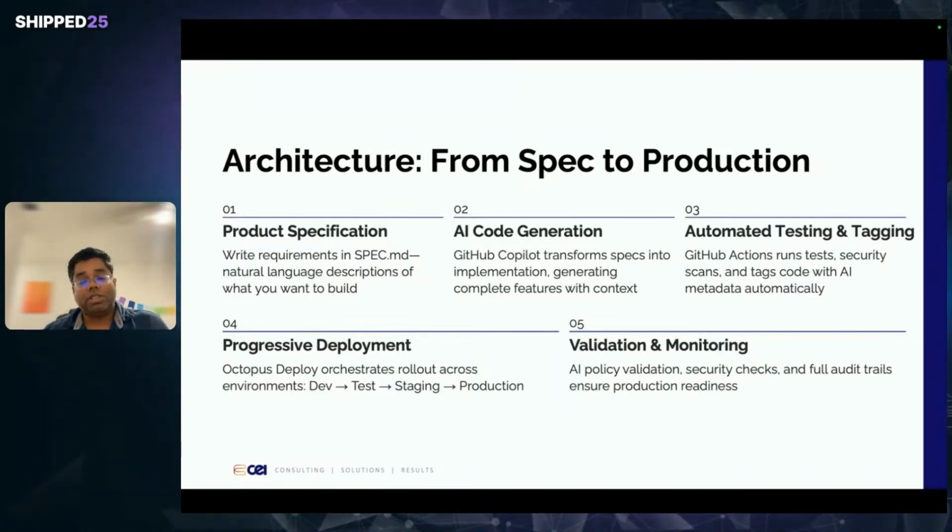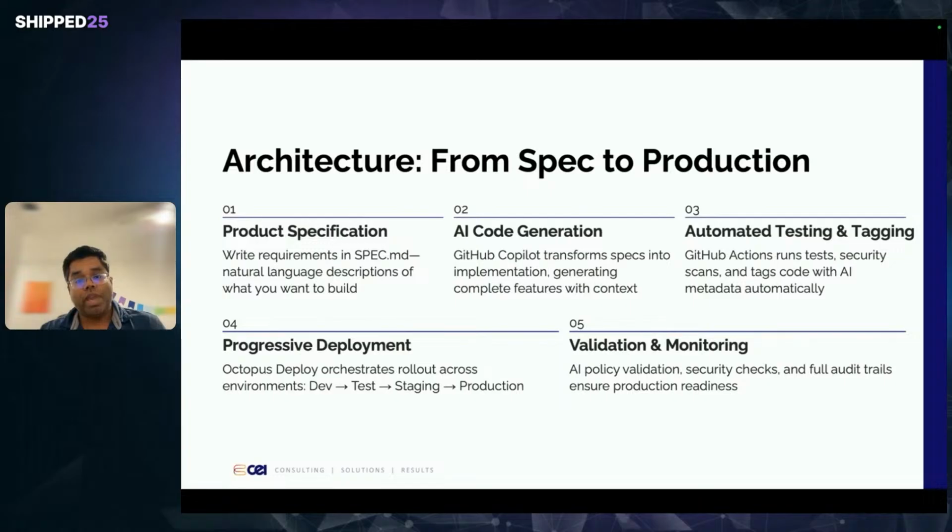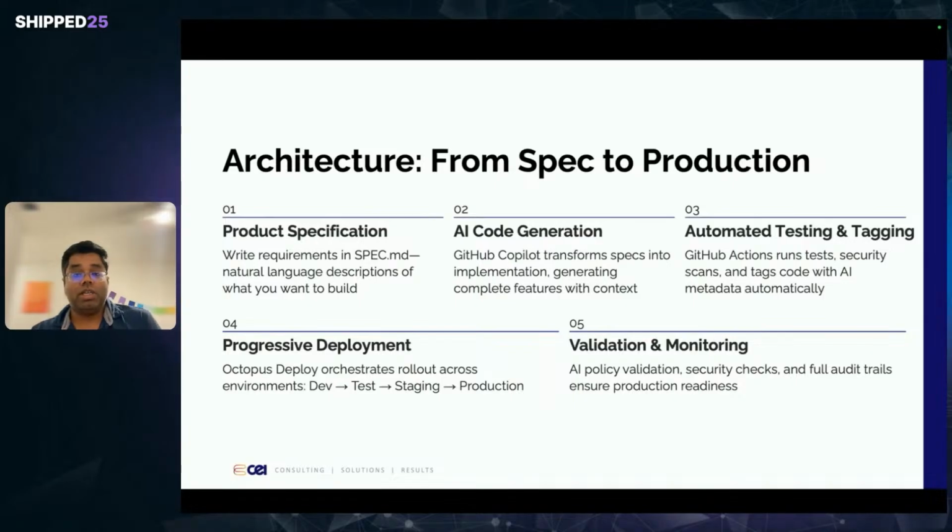Octopus Deploy orchestrates the rollout across the different environments, like dev, test, staging, and production. Here we are using AI policy validation, additional security checks, and full audit trails to make sure the AI-generated artifact is ready for deployment. So that's where Octopus Deploy really comes into place.